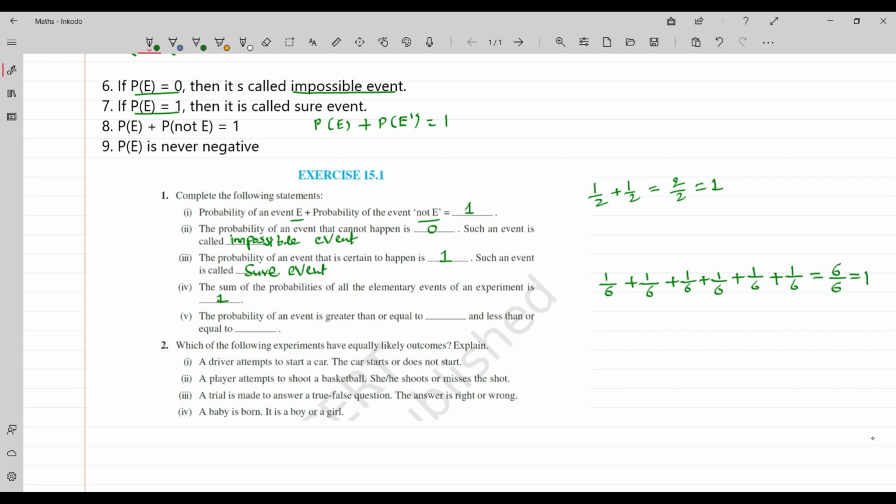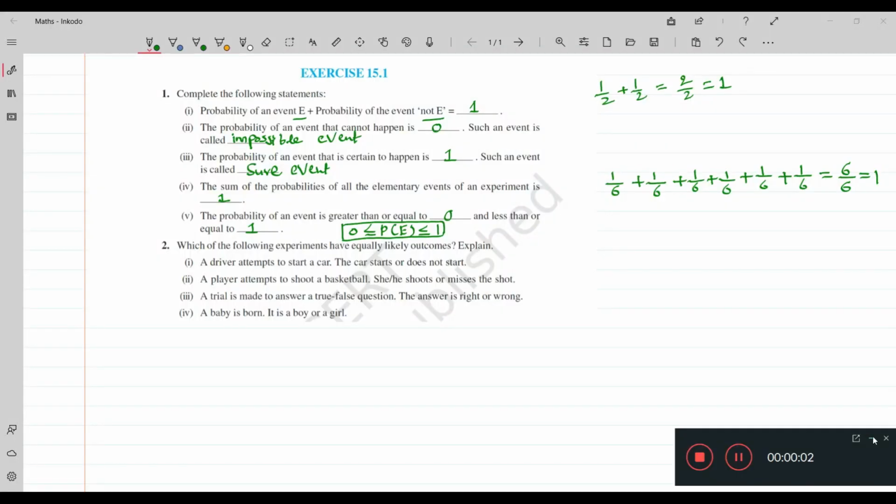Next, fifth part. The probability of an event is greater than or equal to 0 and less than or equal to 1. We can write mathematically like this. Probability of an event is greater than or equal to 0 and less than or equal to 1. This is one of the important points.